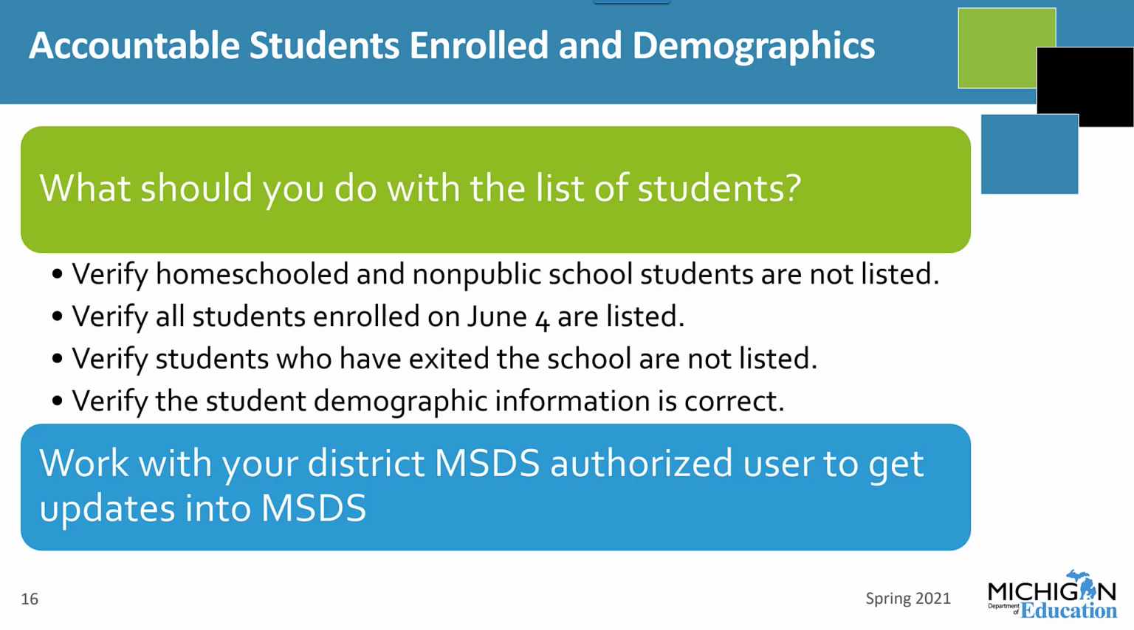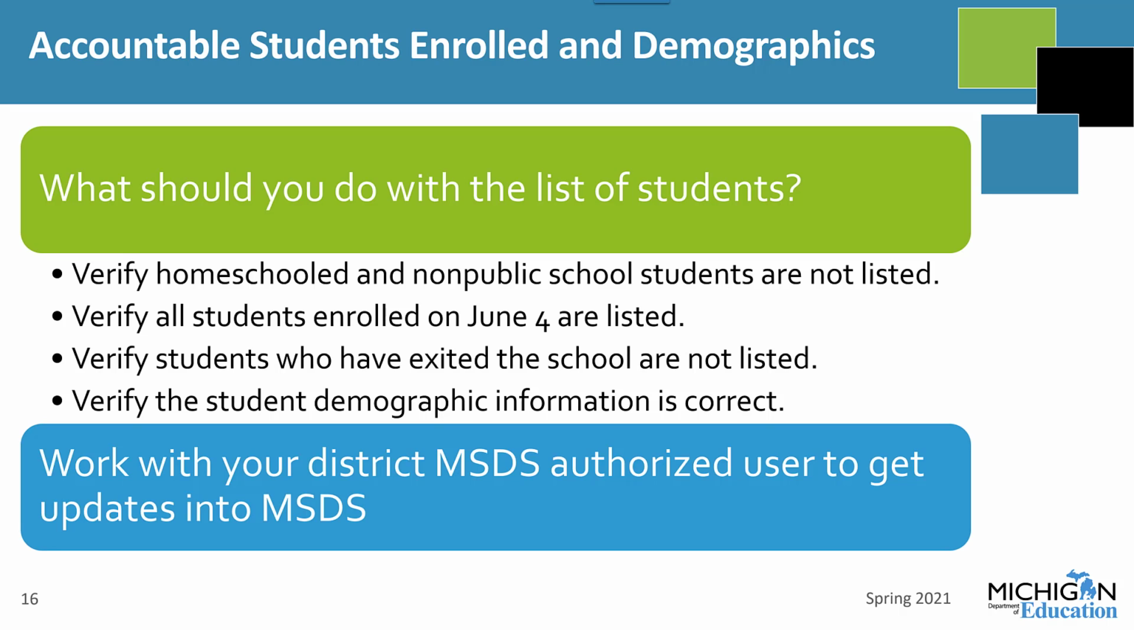What should you do with this list of students and demographics? Well, you start by verifying that homeschooled students and non-public school students are not included on the list of enrolled students. You also need to verify that students who are currently enrolled are listed. Make sure to continue to verify the student enrollment through the June deadline, but it's only going to include students who are enrolled in MSDS as of June 4th.